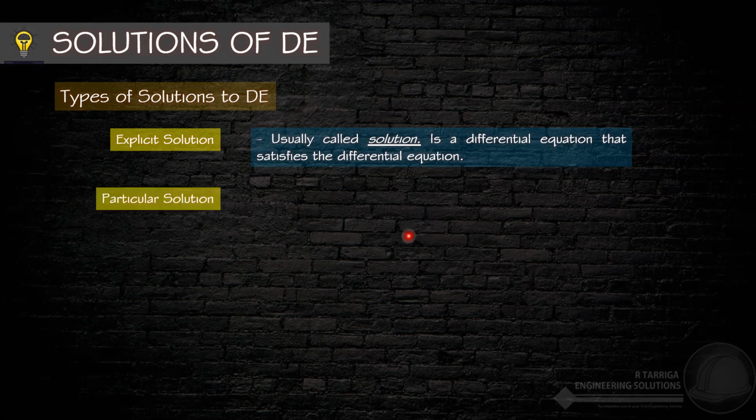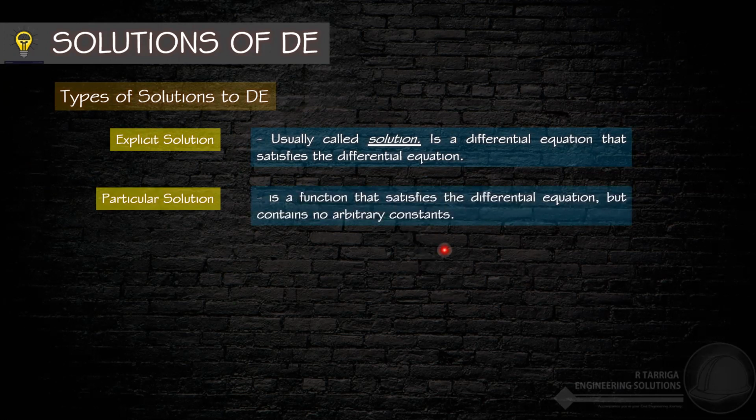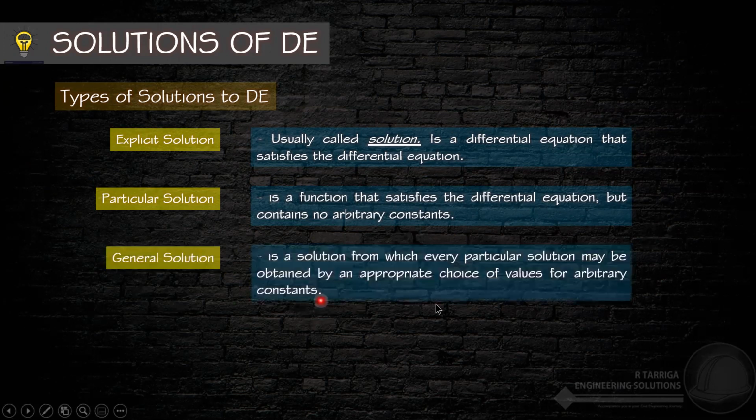For particular solution, it is a function that satisfies the differential equation but contains no arbitrary constant. So meaning it is particularly correct at a certain point of the graph of the solution. Ganyan mo na siya. General solution is a solution from which every particular solution may be obtained by an appropriate choice of values for arbitrary constant. Meaning general, it is having a solution with a range, no? All of that, yung nasa loob ng range are all particular solution.